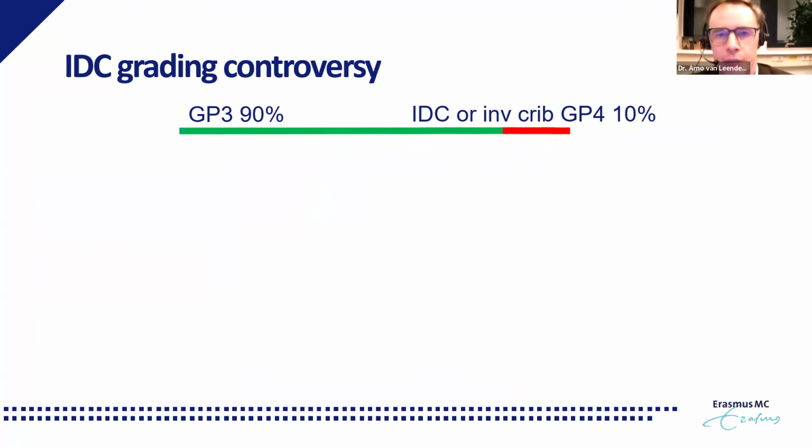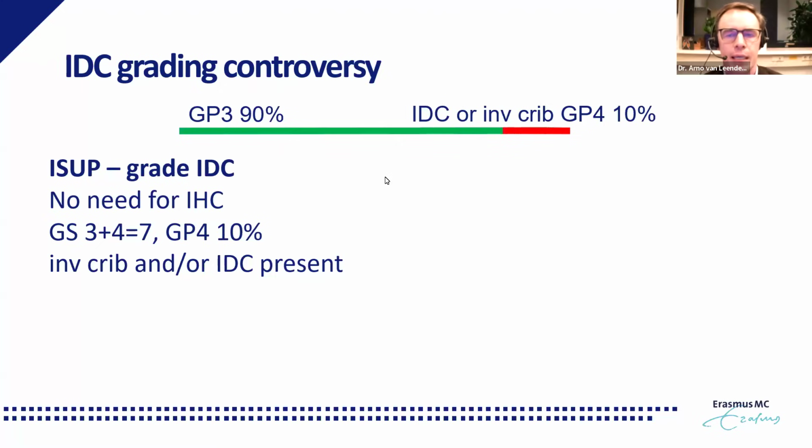So then there is the grading controversy. Some publications have been going on about what to do with grading of IDC. And this is just an example of a biopsy where we have 90% Gleason pattern 3, and then we have a cribriform pattern. Based purely on morphology, we do not know whether this is, for instance, cribriform IDC or cribriform invasive carcinoma. So what to do? There has to be some controversy here in the world on how to approach this scenario.